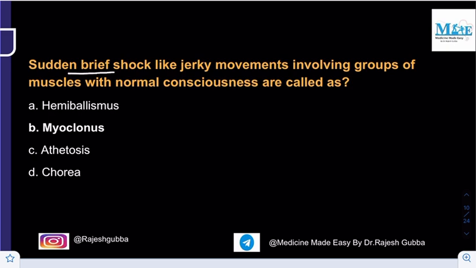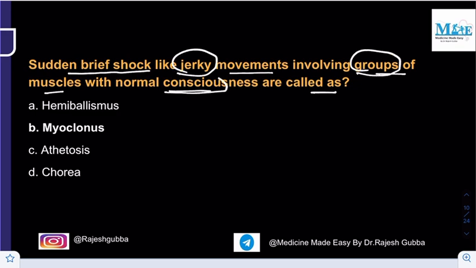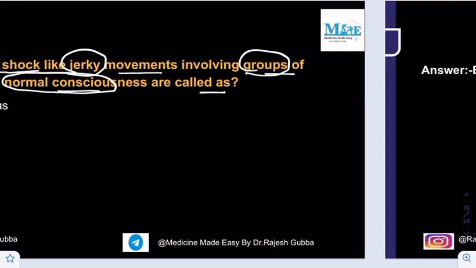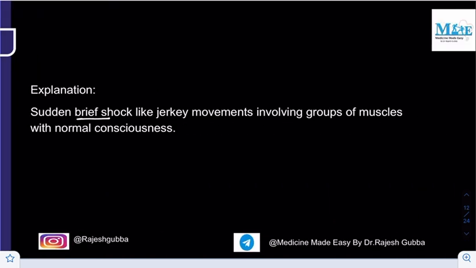Next, sudden, brief, shock-like, jerky movements involving groups of muscles with normal consciousness are called hemiballismus, myoclonus, athetosis, or chorea? Jerky movements, groups of muscles, normal consciousness, all these point towards myoclonus. The definition of myoclonus is sudden, brief, shock-like jerky movements involving a group of muscles with normal consciousness. How do you treat this? The treatment depends upon the underlying cause.